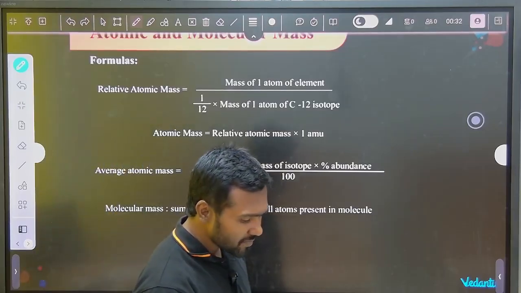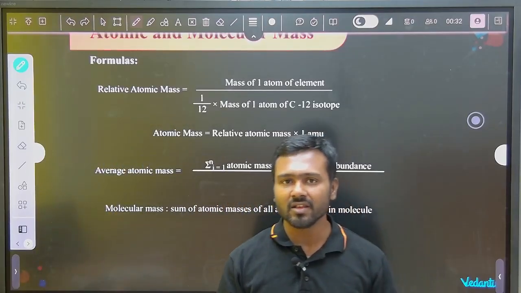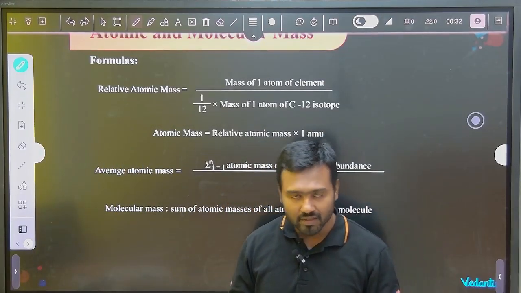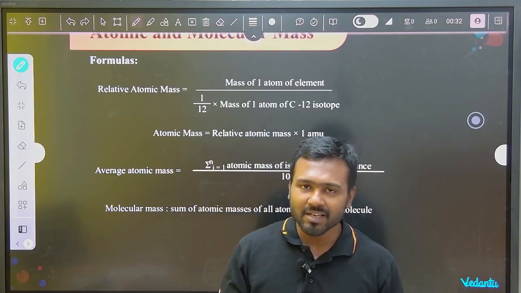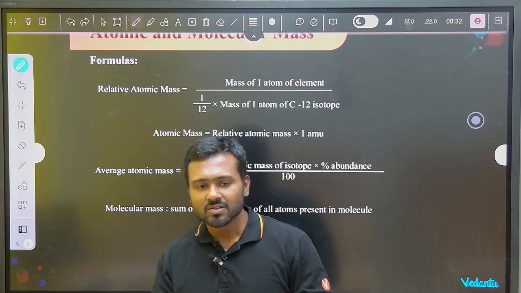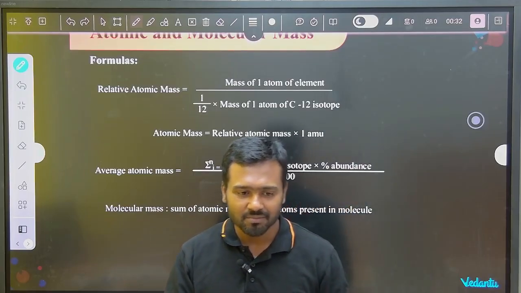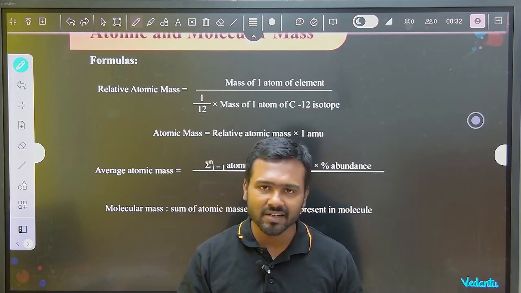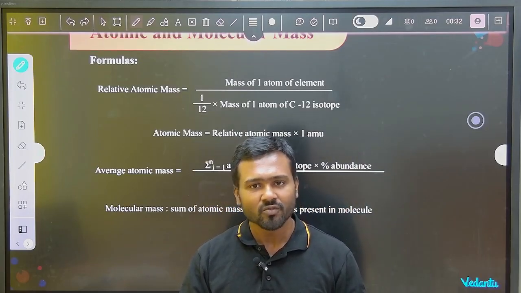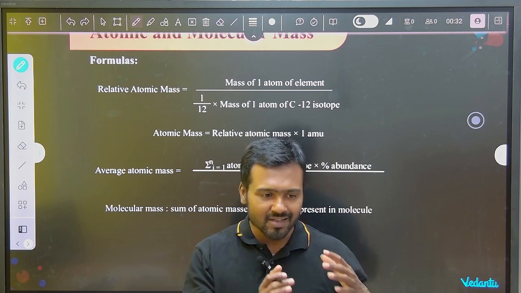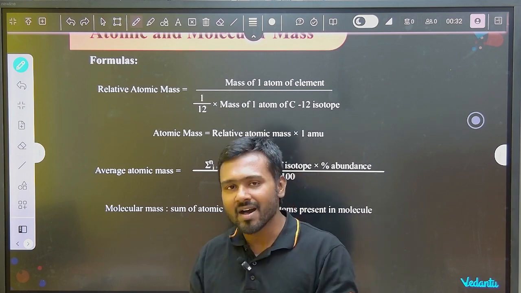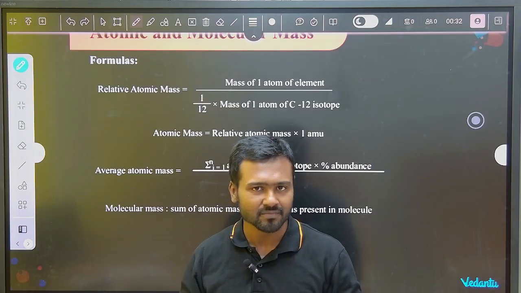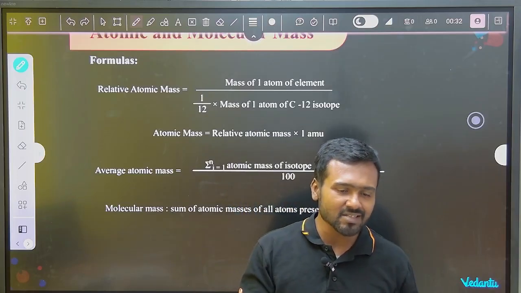So the mole concept. Actually, we are dealing with atoms and molecules. They are very, very small. We can't see them and we can't weigh them. But all the chemical reactions are taking place. So we have to say some mass of the reactants is going to react and some mass of the product is going to form. Then how much reactants are going to react?